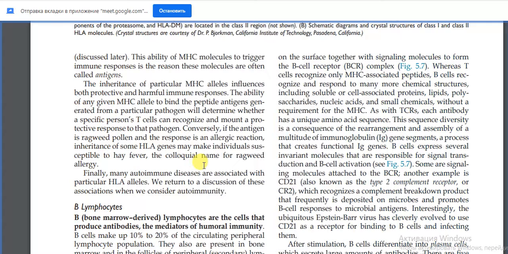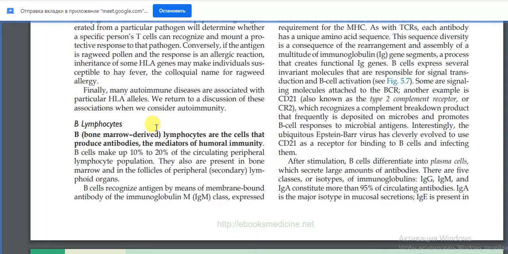Okay, and MHC2 is a molecule which is expressed on antigen presenting cells. There are a few antigen presenting cells. They are monocytes or macrophages, and also dendritic cells. We will discuss them a little later. So MHC2 is present there, and they present the antigen to other cells, especially to T lymphocytes.